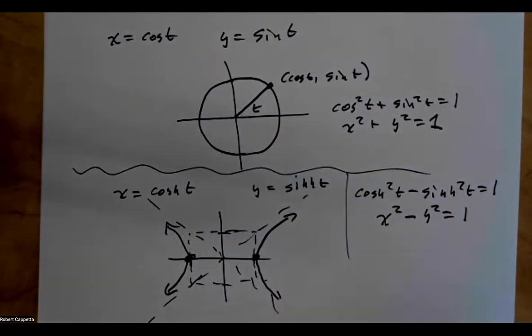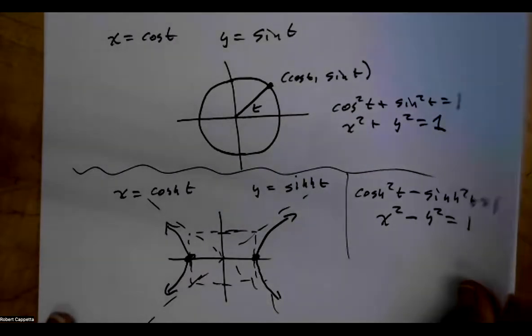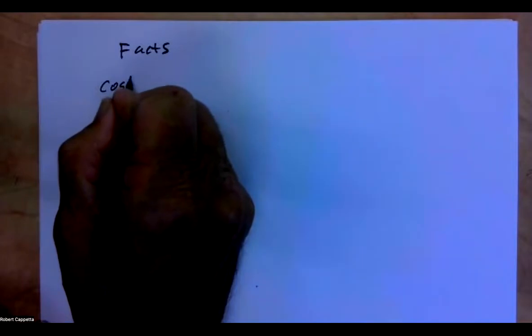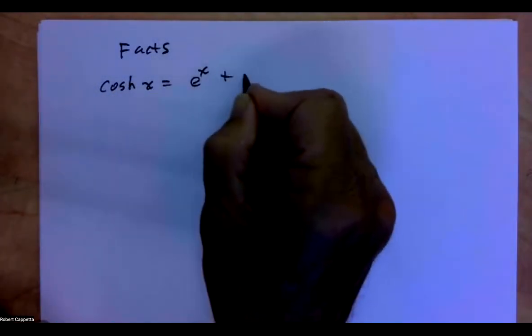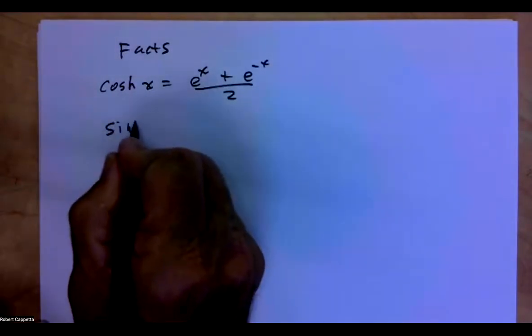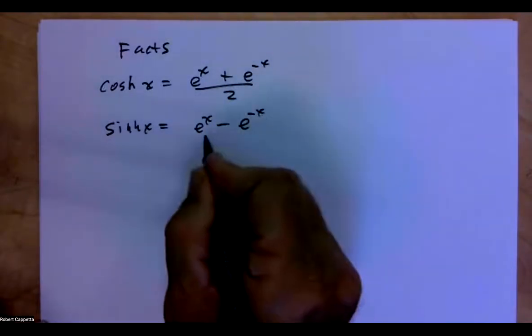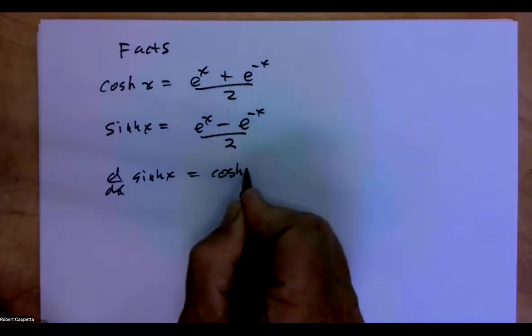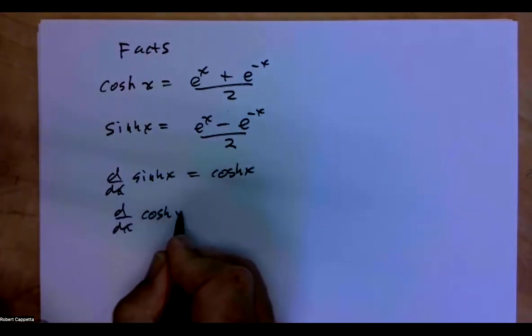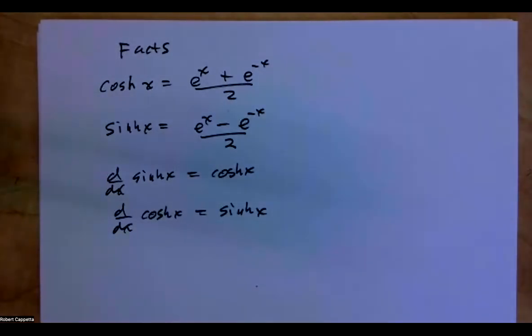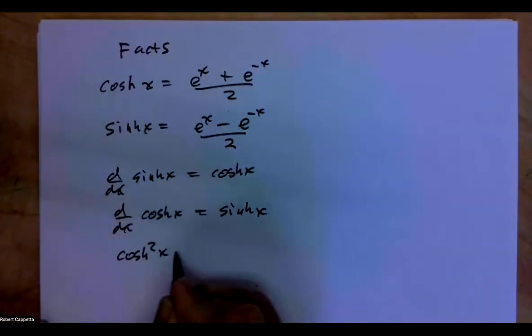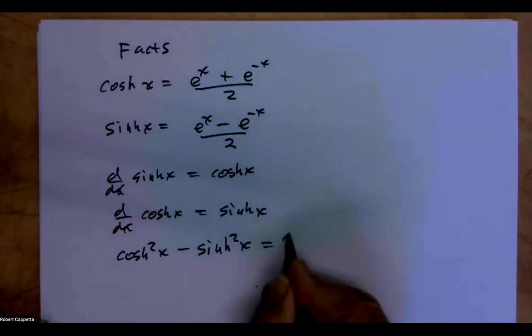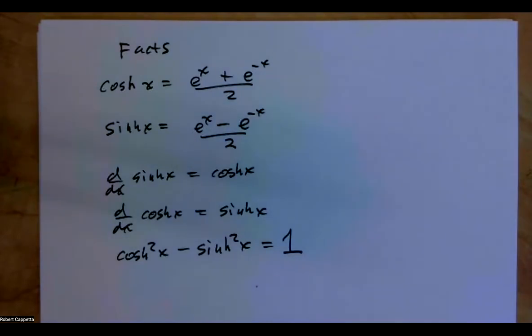So let me go ahead and remind you of our 5 most important facts about hyperbolic functions. First off, definitions. So facts that you want to add to your collection. Cosh x is e to the x plus e to the negative x over 2. Sinh x is e to the x minus e to the negative x over 2. Derivative of sinh x is cosh x. Derivative of cosh x is sinh x, and then our fundamental identity, cosh squared x minus sinh squared x equals 1. So you'll notice some similarities to triangle trigonometry and certainly some differences.